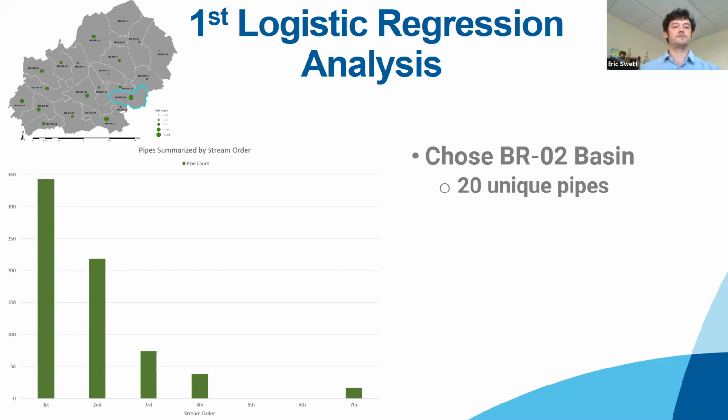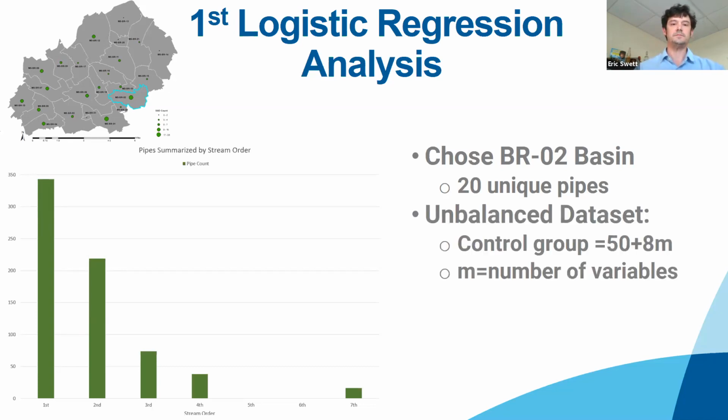It pretty much stair steps with the number of pipes you'll see as a first order pipe, second, third, and fourth. This particular basin only had a small amount of 7th order streams or pipes due to that large transmission main.